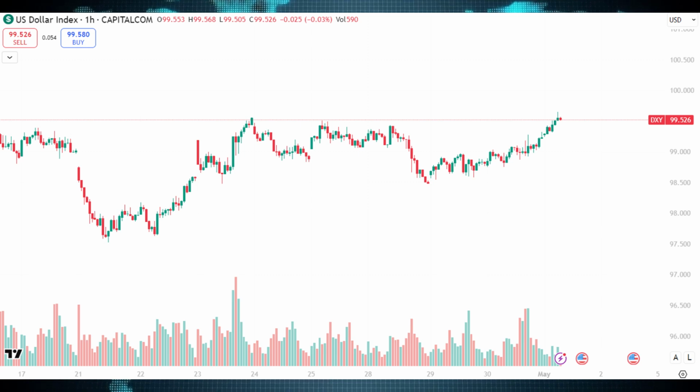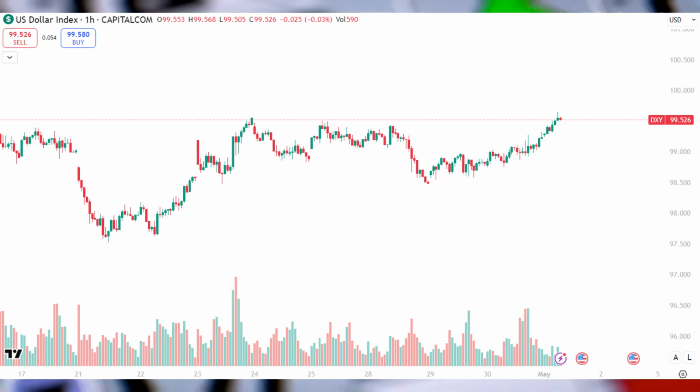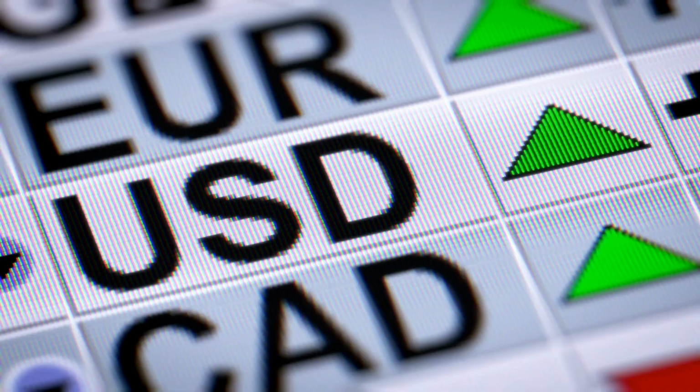Now about the influence of the DXY, or US dollar index. If the DXY holds strength above 106, you can expect continued EUR USD downside. But if DXY shows weakness or any signs of a reversal, a short-term euro bounce is possible, though it's not yet confirmed.